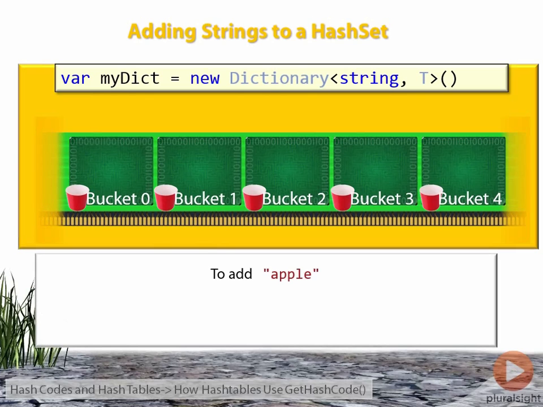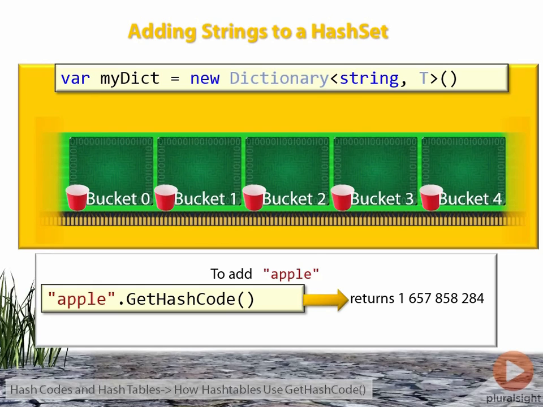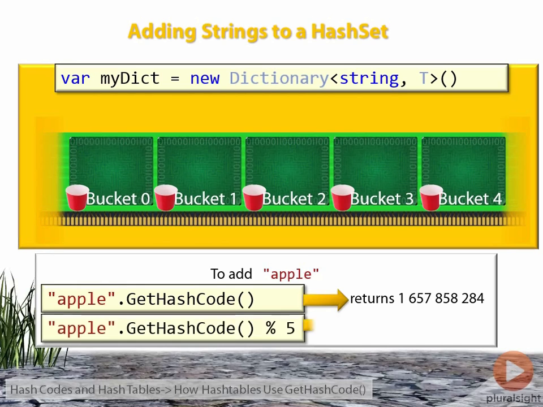So let's say you wish to add something that has a key of apple in lowercase to the dictionary. That requires adding apple to the hash table. On my system, the hash code of lowercase apple is this rather unpleasant number, slightly more than 1.6 billion. But when you divide this number by the number of buckets, 5 in this case, and take the remainder, you get 4. So that means apple should go in bucket number 4, the last bucket.